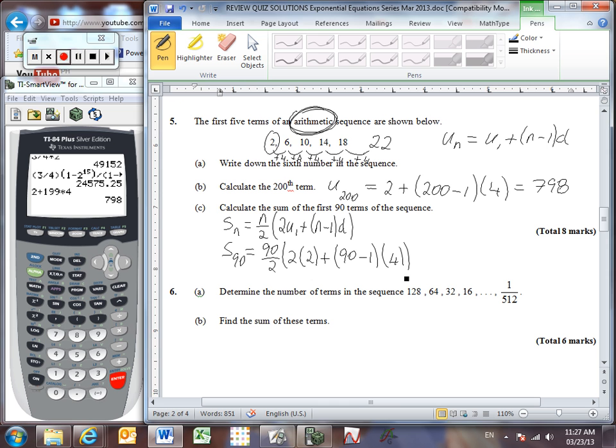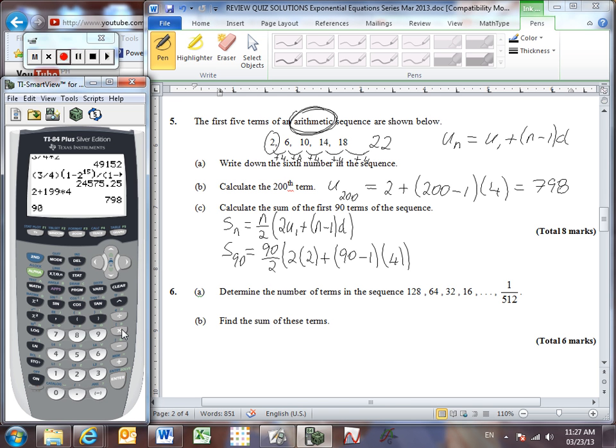Let's put this into the calculator. 90 over 2, times, open parentheses, 2 times 2, plus 89 times 4. And we get 16,200.